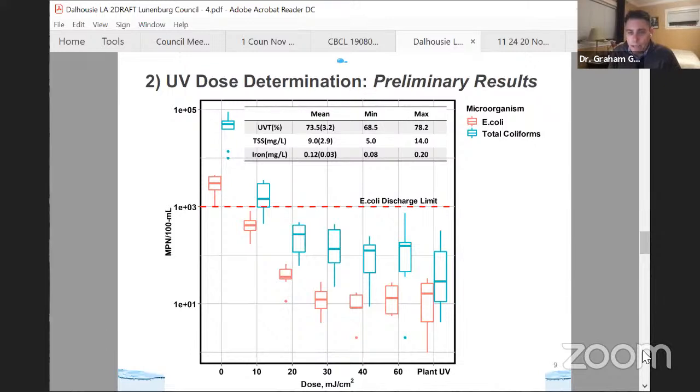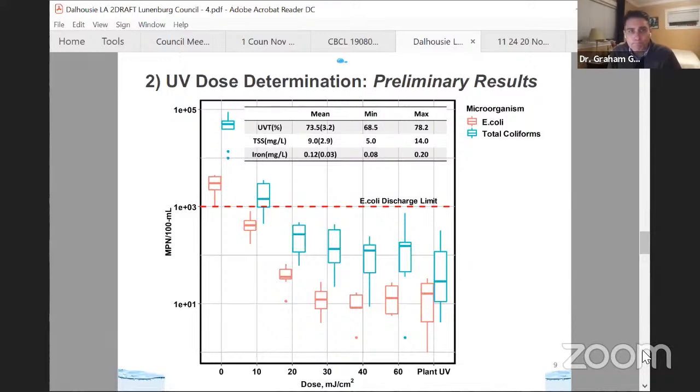And then on the far right, you see this comment that says plant UV. For the samples that we've collected to date, we've also measured the E. coli coming out of the plant. And so we can quickly see that the plant, based on the samples collected to date, which so far have been in the fall, and if you remember Sarah's presentation, this is normally a good time of year to disinfect wastewater as opposed to summer. Not surprisingly, our plant UV is certainly aligned with the 30 to 40 millijoules per centimeter squared, or what we would expect as a normal operating procedure. So this is good news from a plant operation standpoint, but obviously we're at a very favorable time to disinfect wastewater in Lunenburg.